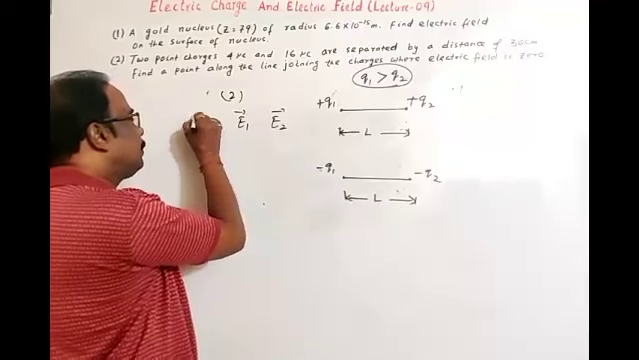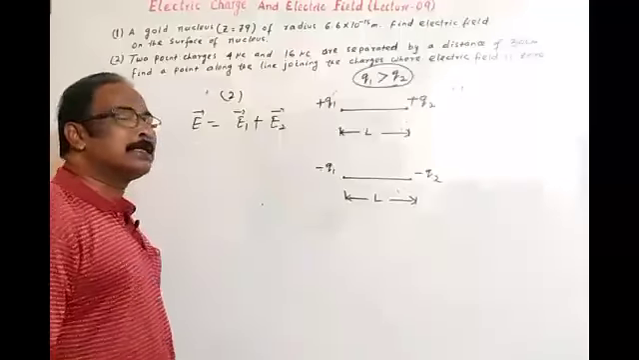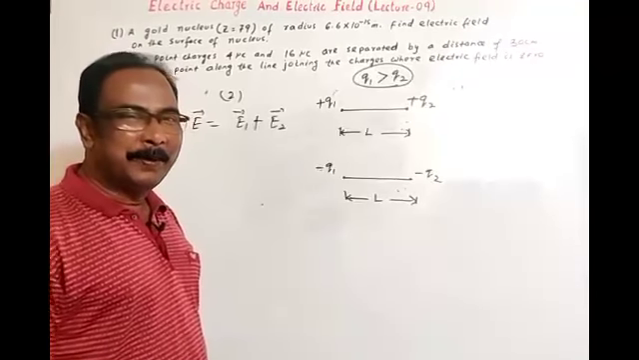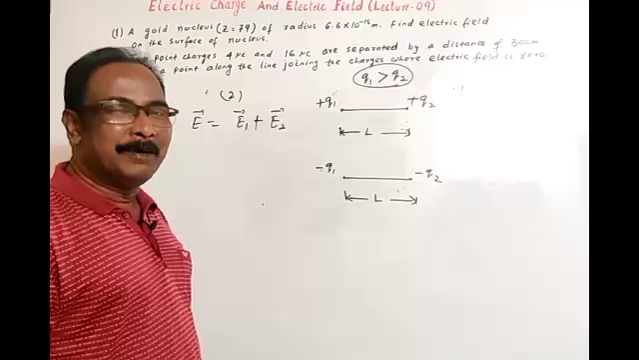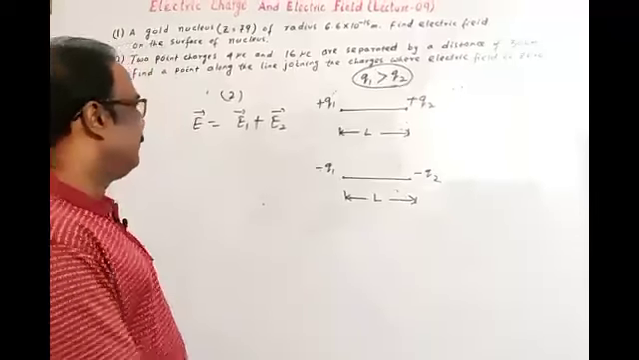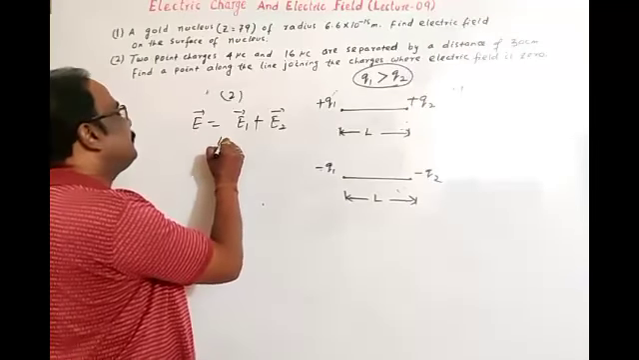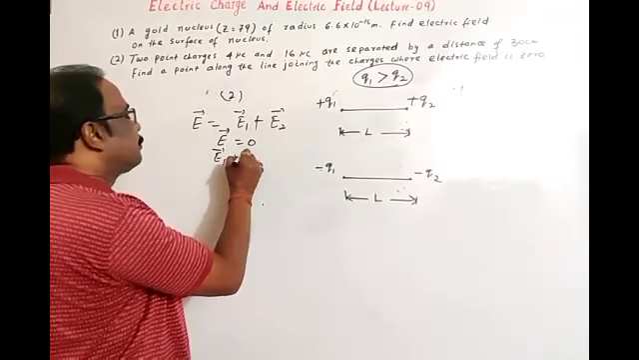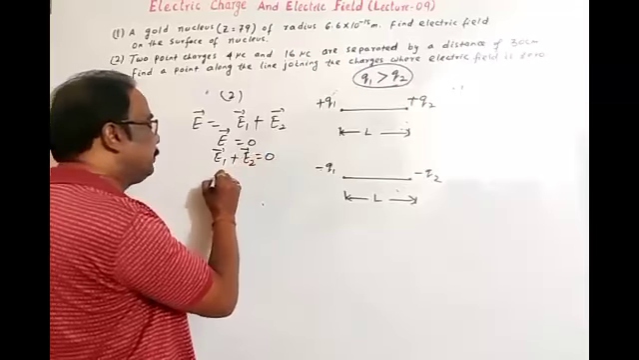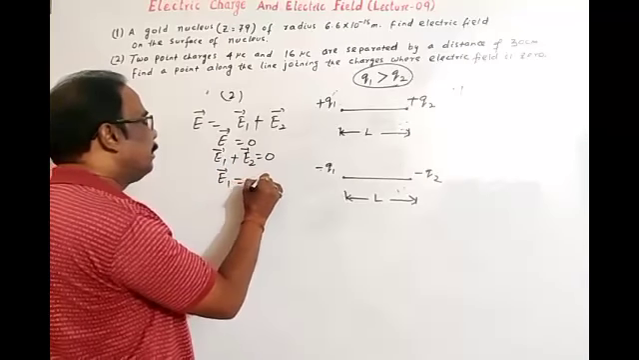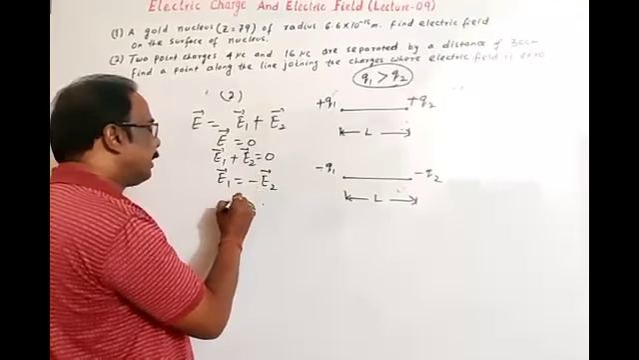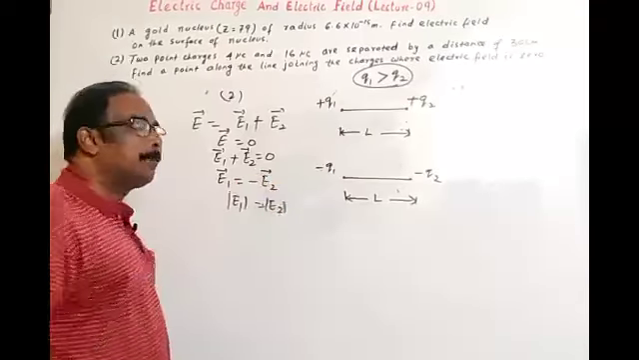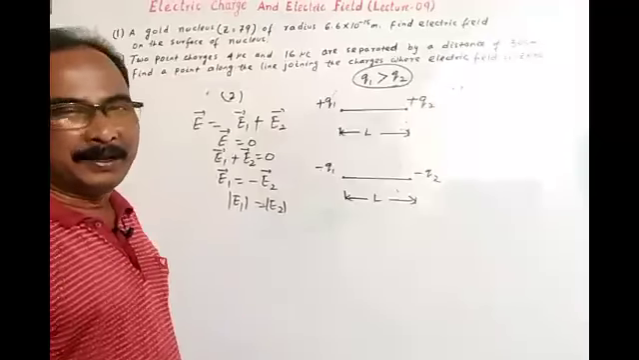To have zero resultant field intensity, we have to take the vector sum of the electric field intensities due to the 2-point charges as per the superposition principle. Then the sum of the two field intensities should be 0, meaning E1 is equal to minus E2. It means the magnitude of E1 must equal the magnitude of E2. The negative sign implies that they should be opposite in nature.